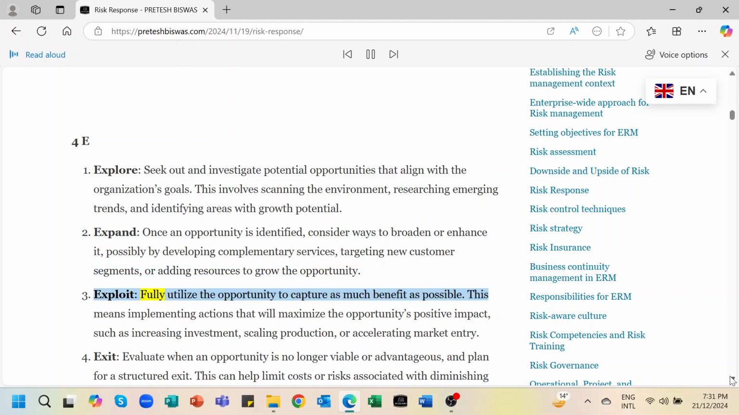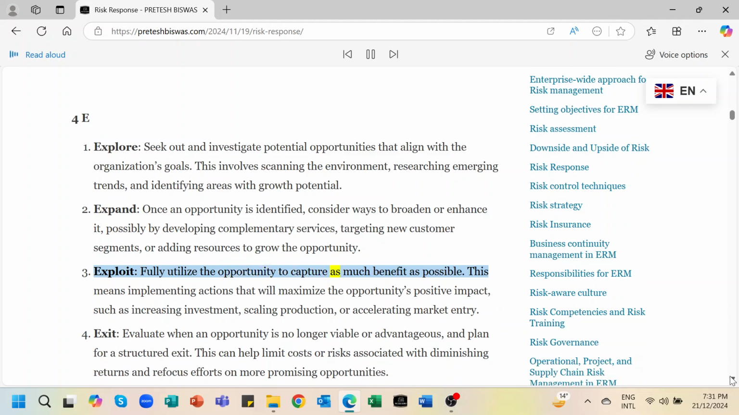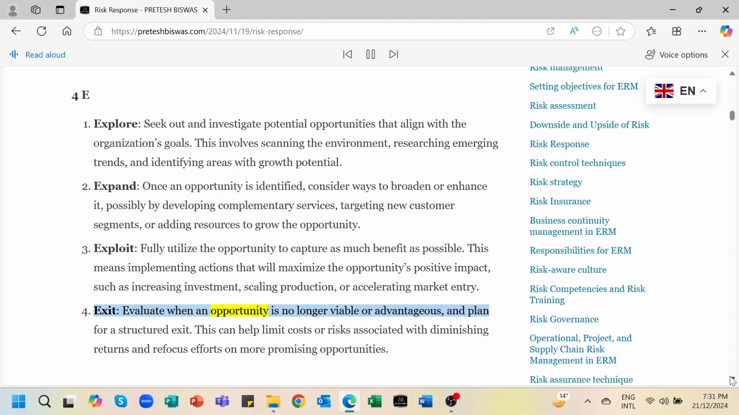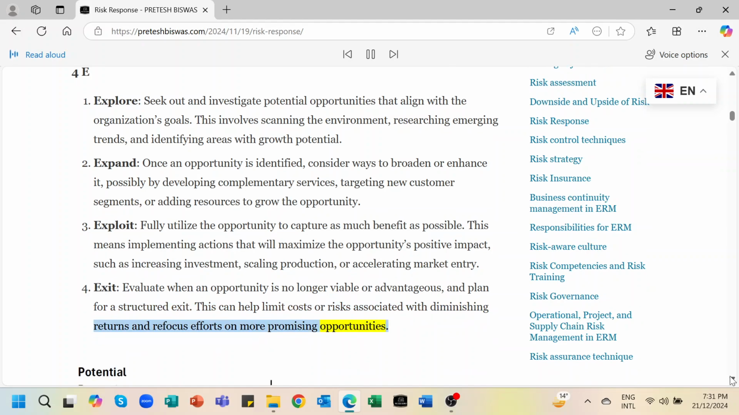Exploit. Fully utilize the opportunity to capture as much benefit as possible. This means implementing actions that will maximize the opportunity's positive impact, such as increasing investment, scaling production, or accelerating market entry. Exit. Evaluate when an opportunity is no longer viable or advantageous, and plan for a structured exit. This can help limit costs or risks associated with diminishing returns and refocus efforts on more promising opportunities.